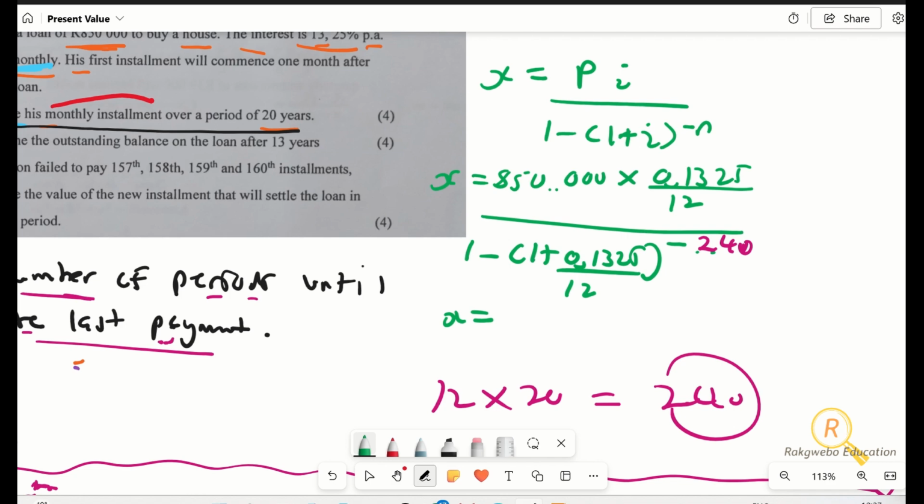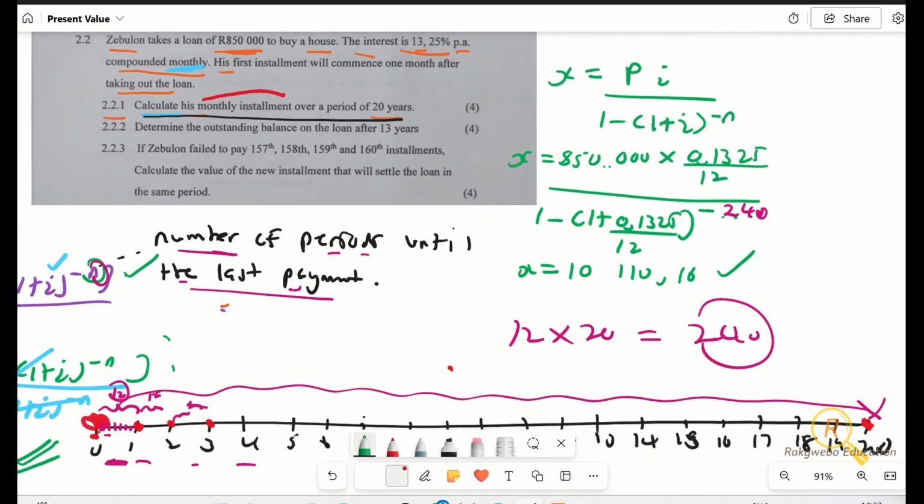My explanation, if you don't understand, you can just go back to the video, rewind, or you can just send me a DM quickly, and then I'll assist you. But yeah, that represents the number of periods until the last payment. Okay. So this will give us 10,110.16. So that's how much this guy pays at the end of every month, CB loan.